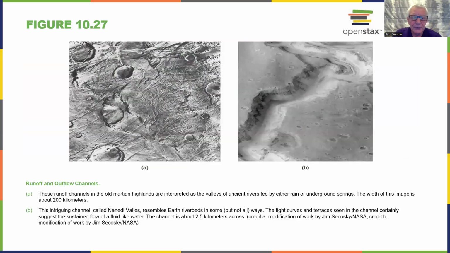So you see runoff channels on the left, and you see Nanedi Vallis, which resembles Earth riverbeds in some ways, but not always.